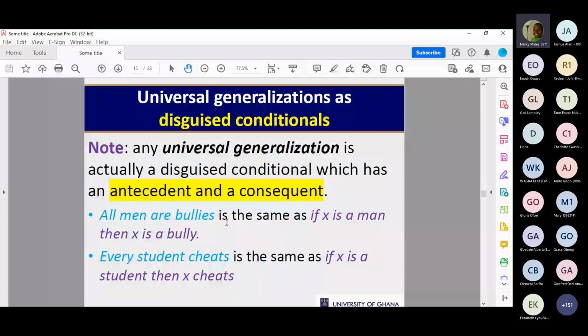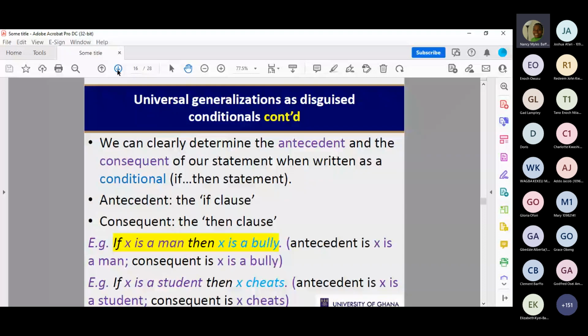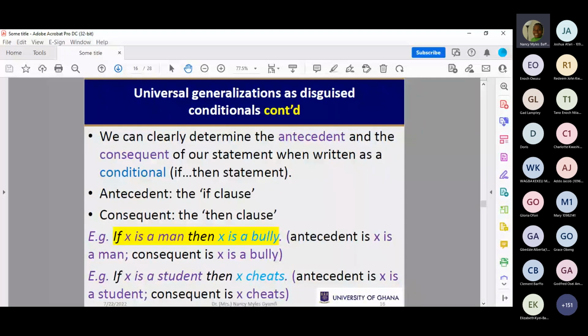So I'm saying if I gave you a universal statement like this one, all men are bullies, you are able to open it out to read as a conditional. If X is a man, then X is a bully. When you do it this way, then you can freely tell which one is your antecedent and your consequent. That tells you immediately that conditional statements have what? An antecedent and a consequent.